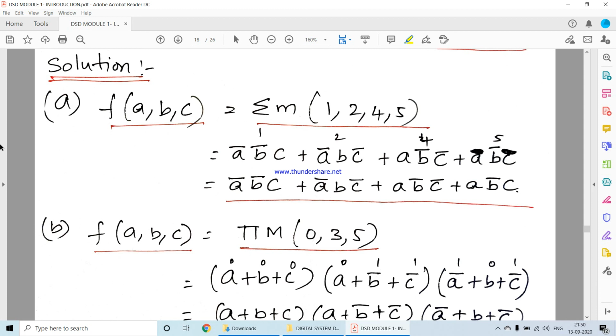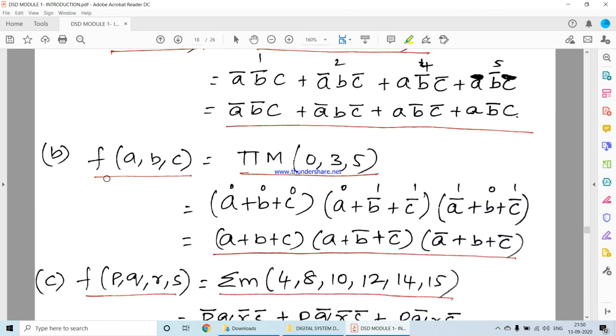First of all, the binary value for 1 is 0 0 1. Therefore 0 is a bar, again 0 is b bar, 1 is c, therefore a bar b bar c. For 2 it is 0 1 0, therefore a bar b c bar. For 4 it is 1 0 0, therefore a b bar c bar. For 5 it is 1 0 1, therefore a b bar c. And this is the expression that you get: a bar b bar c plus a bar b c bar plus a b bar c bar plus a b bar c, for 1, 2, 4, 5.